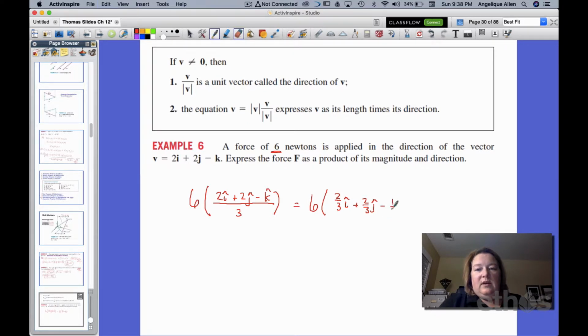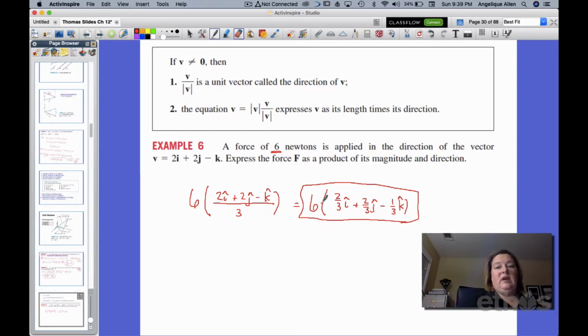So 1/3 k. This is just a convenient form to list a vector in when you're interested in knowing its direction separately from its speed. Otherwise, you could simply say 6 over 3 is 2 and distribute the 2 and say 4i plus 4j minus 2k. That would be a simplified version, but then you would have to go in and figure out its length separately if you left it in the simplest simplified form algebraically.